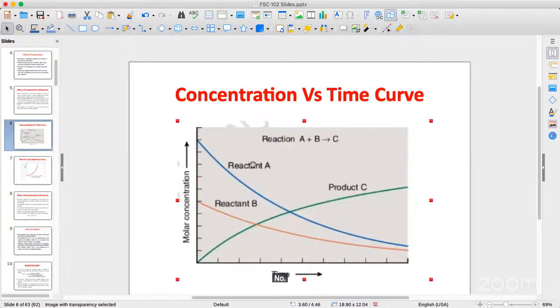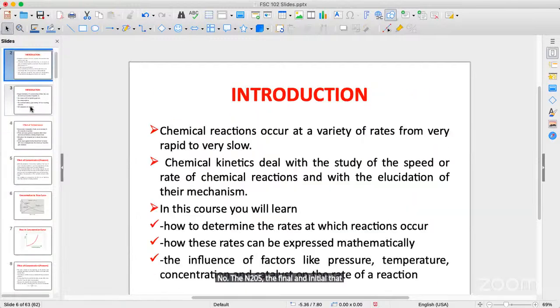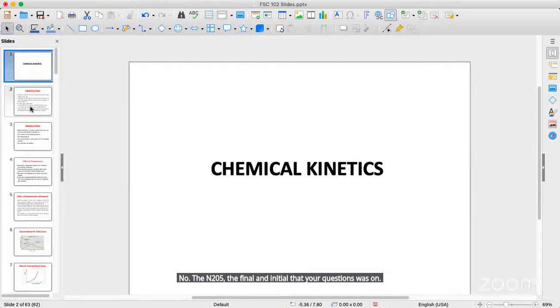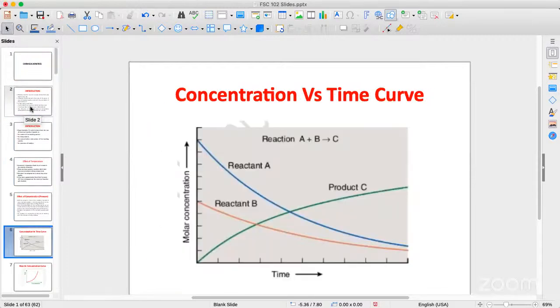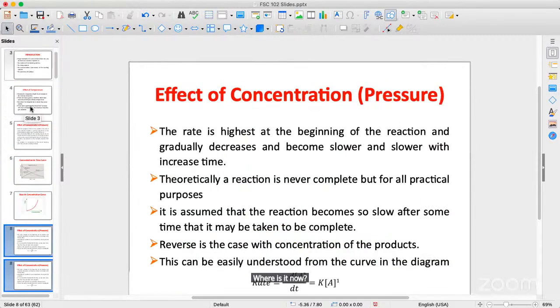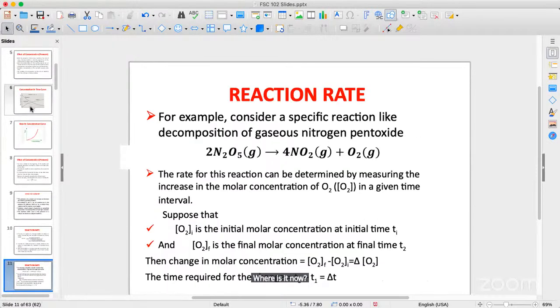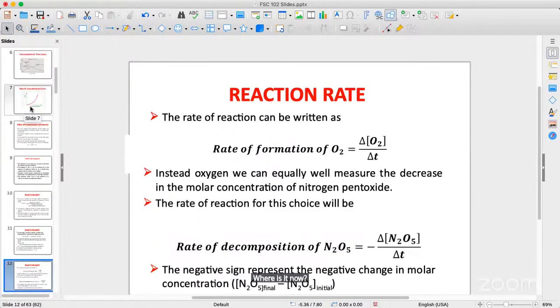Now, the N2O5, the final and initial that your question was on. Oh, where is it now? Now, you see, at the end of the day, when you have... where is it?